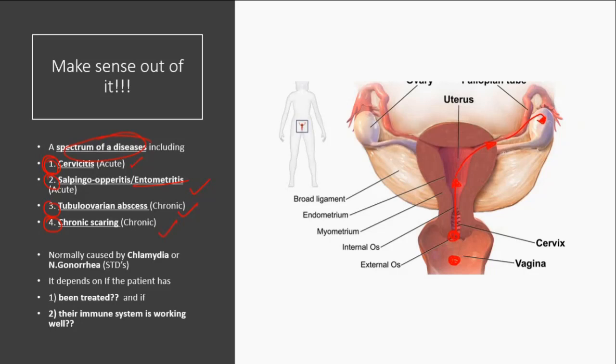So let's just get this out of the way. Normally PID, or these conditions here, are caused by chlamydia or Neisseria gonorrhea, so STDs basically. Other things can cause it, but these are most commonly the reason for it. And the progression of PID, the progression of cervicitis, salpingo-urethritis, tubo-ovarian abscess, and chronic scarring along the genital system, really depends on two things. Number one is, is the patient being treated, and number two, how's their immune system? Is their immune system working? Is it functional, or are they immunocompromised?